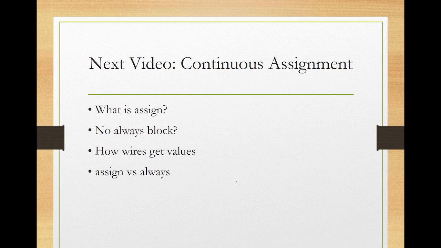And now here is a question. If always blocks describe behavior, then who describes connections? How do wires get values? Can hardware exist without an always block? Absolutely. And that's exactly what we are learning next. Continuous assignment. One of the most powerful and most misunderstood concepts in Verilog.